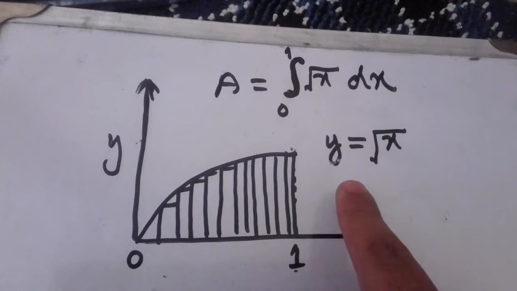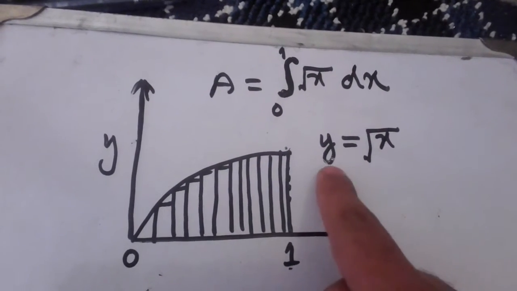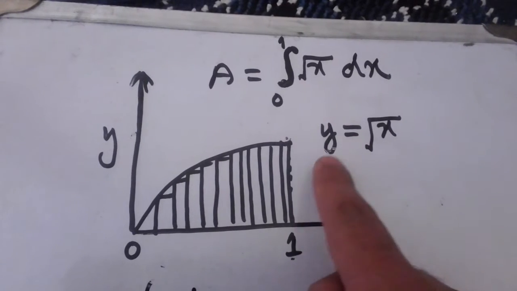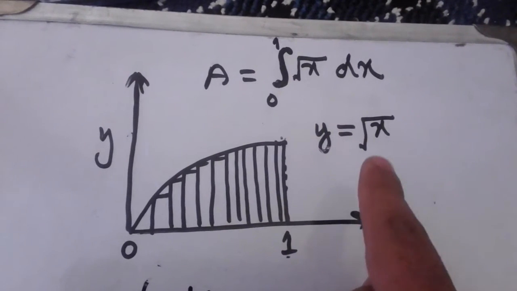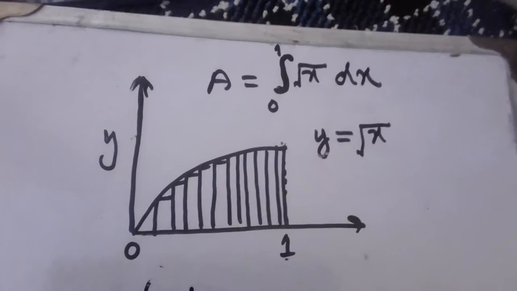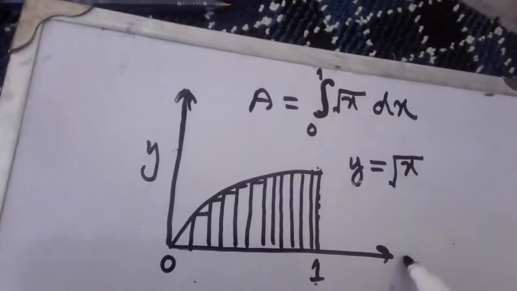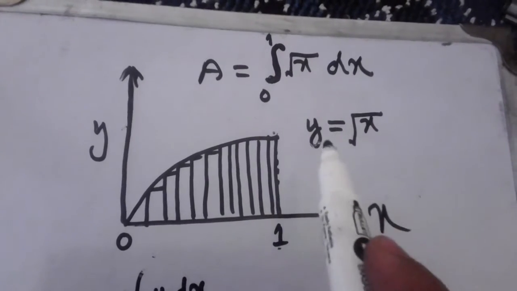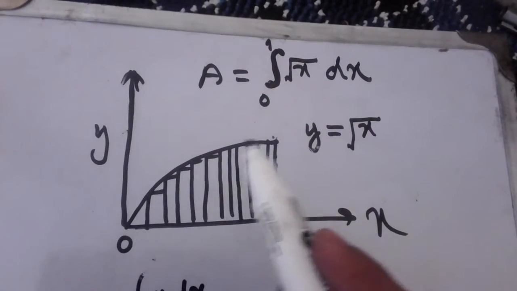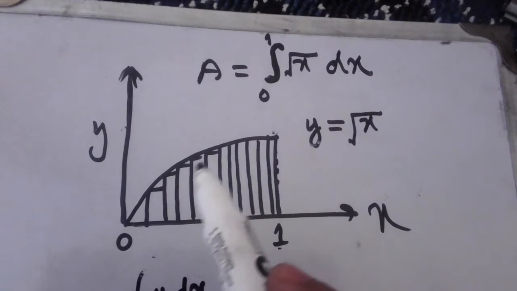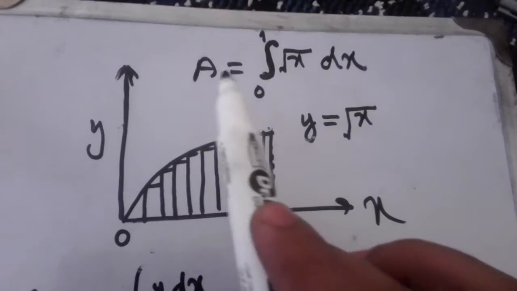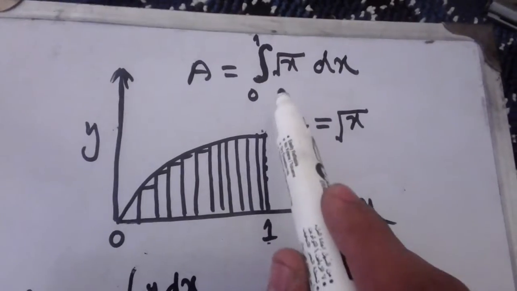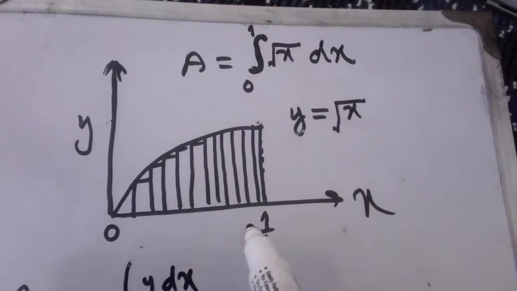In order to find this, we draw the graph of the function y is equal to square root of x, taking x along the horizontal axis and y along the vertical axis. When we draw the graph, we get such a curved line. And in order to calculate the area under the graph, we have to take the definite integral from lower limit 0 to 1 of square root of x dx.